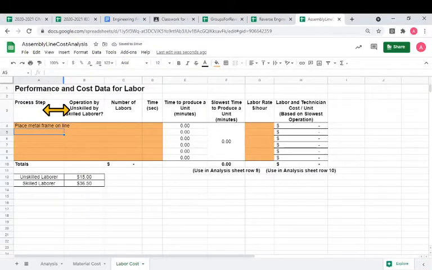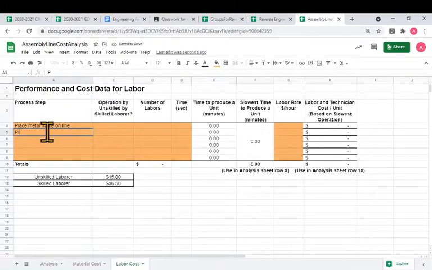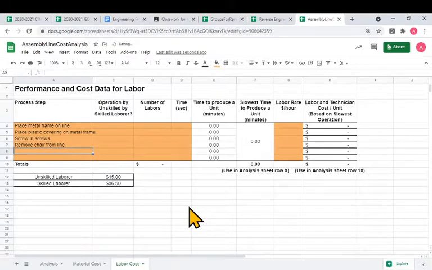Okay. For the second step, we'll maybe place plastic covering on metal frame. And then we'll say maybe screw in screws. And then we'll say remove chair from the line. Again, you can go less than that, probably more than that, but I'm just going to keep things simple for this example.